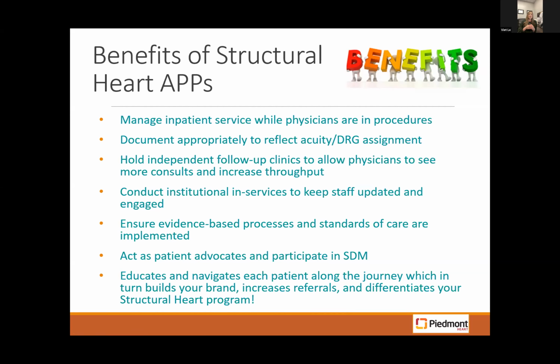Conduct institutional in-services to keep staff updated and engaged. This is critical, especially with large volume centers which are involved in a number of research trials, keeping the nursing staff, cath lab staff, OR staff, everyone up to date as far as what is this trial, what is this device, how do I care for these patients? That engagement is extremely important and critical to the success of your program, really.